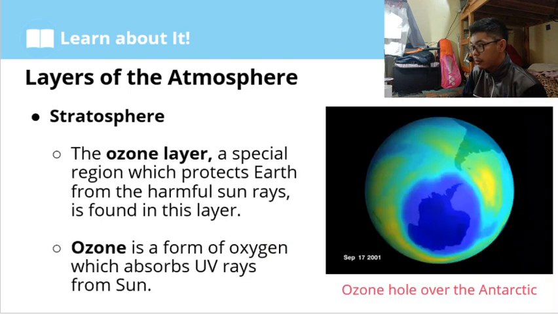Now, when you go to your stratosphere, this is where your ozone layer is actually found. A special region which protects Earth from harmful sun rays is found in this layer. So sa stratosphere po makikita natin yung importanteng layer that actually protects us from the UV radiations or the harmful rays of the sun. Now ozone is actually a form of oxygen which absorbs UV rays from the sun.